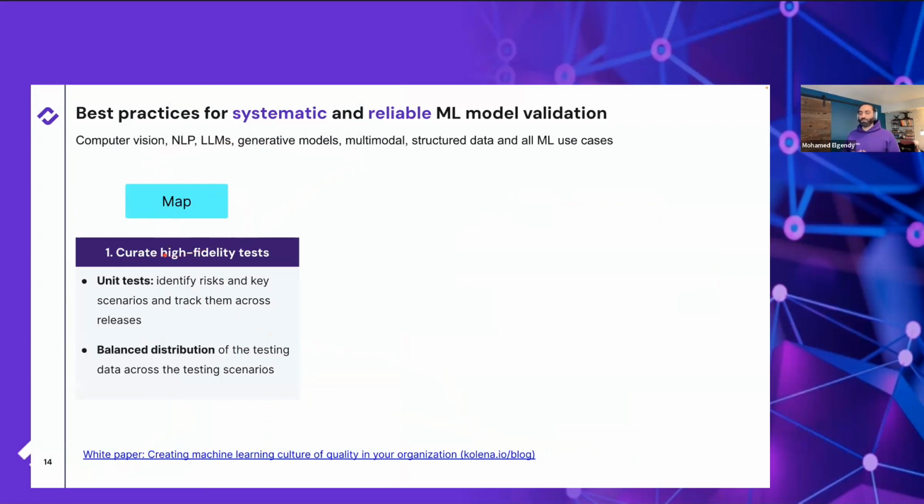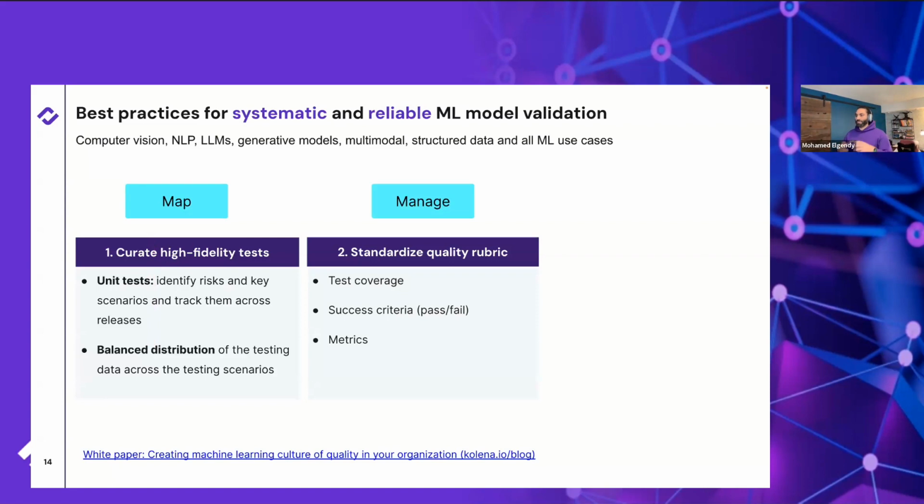So the process is, we start with what NIST calls mapping, with identifying risks. We call it curating high fidelity tests. We need a solution to be able to break our test data down into the right unit tests, so we're able to ask the model the right questions. How are you doing in this scenario? How are you doing in this scenario? And then we want to manage the distribution between the scenarios that we're tracking in our test data.